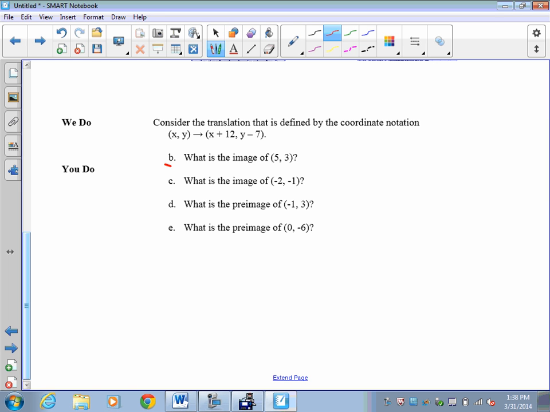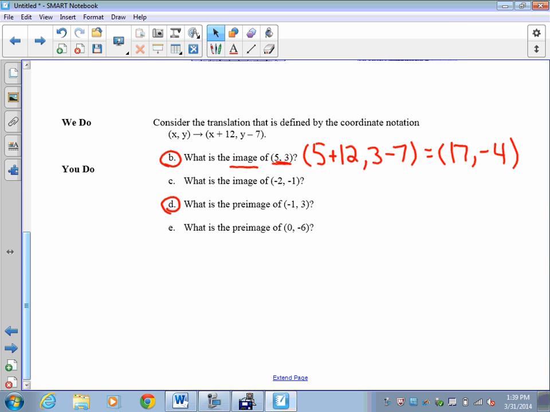So for this one, it looks like we forgot letter A, but that's all right. I'm going to do B and D, and I want you to do C and E on your own. So since this is the image, this would be the pre-image right here. It's asking us what is the image of 5, 3. So this right here, 5, 3 is the pre-image, so we need to add 12. So it's going to be 5 plus 12, 3 minus 7. So it's going to be 17, negative 4.